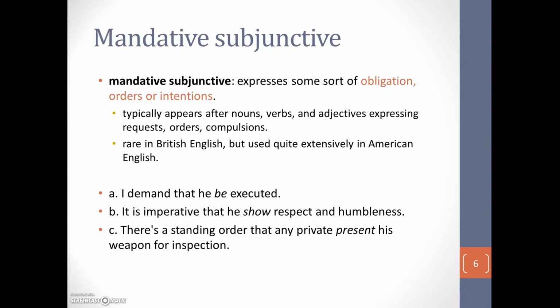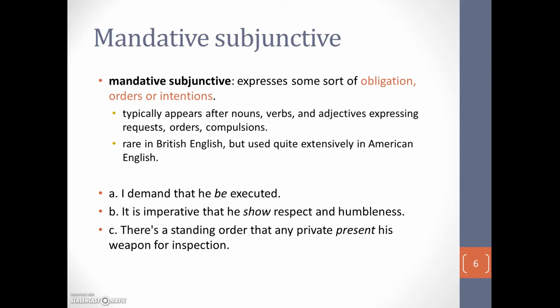Now, the mandative subjunctive expresses some sort of obligation or an order or an intention, and it typically appears after nouns, verbs and adjectives that somehow express either requests, orders or compulsions. This is quite rarely used in British English actually, but it seems to be extensively used in American English still, so it's worth knowing about it. And here we have some examples.